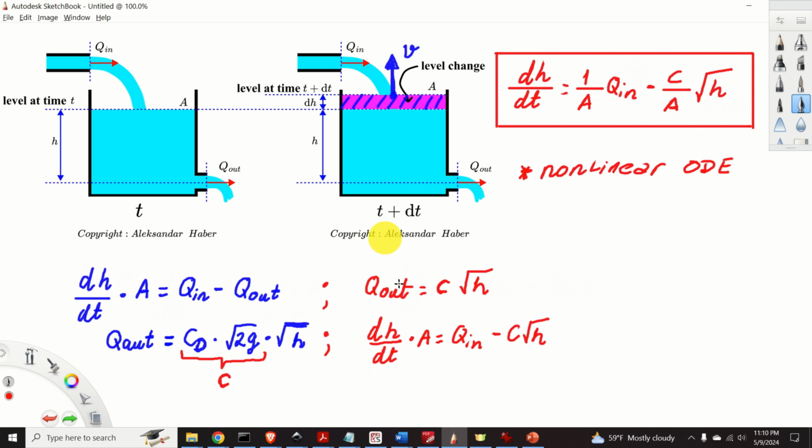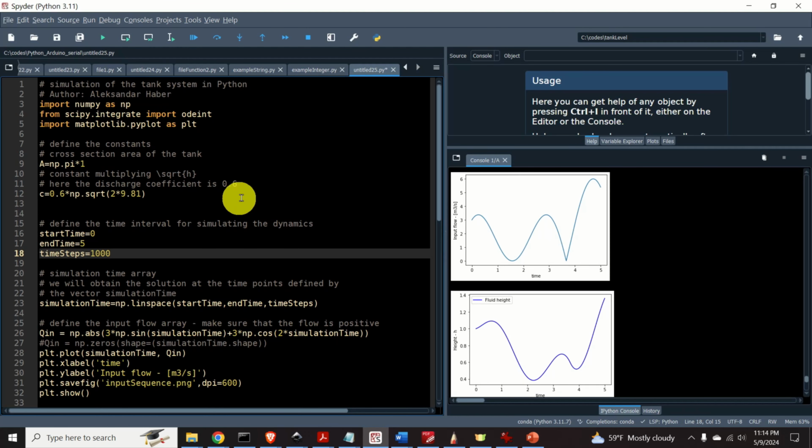Then, for a given h of 0, that is, for a given initial level h, and for a given q input that's a function of time, we can numerically solve this equation to compute h as a function of time. In the sequel, we explain how to numerically solve this equation for an arbitrary input flow rate.